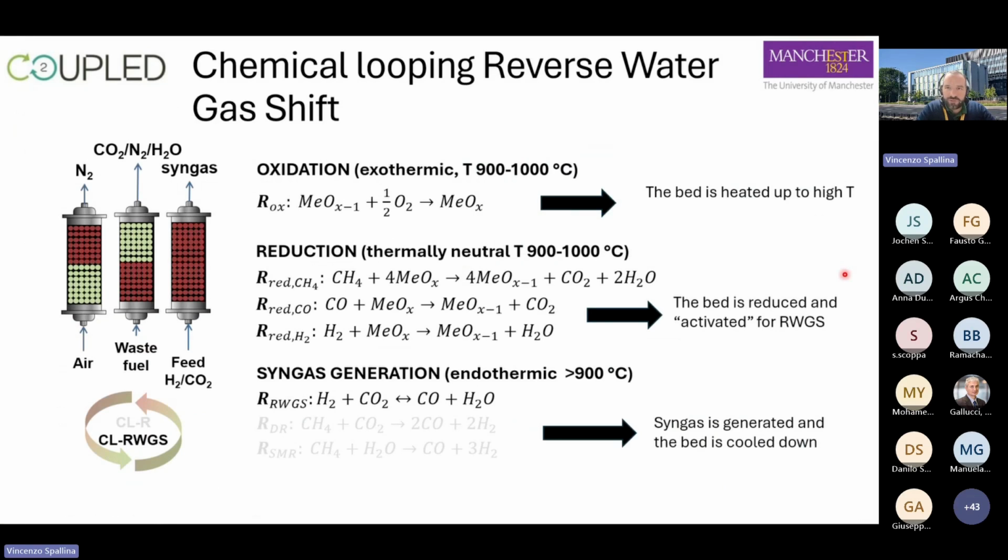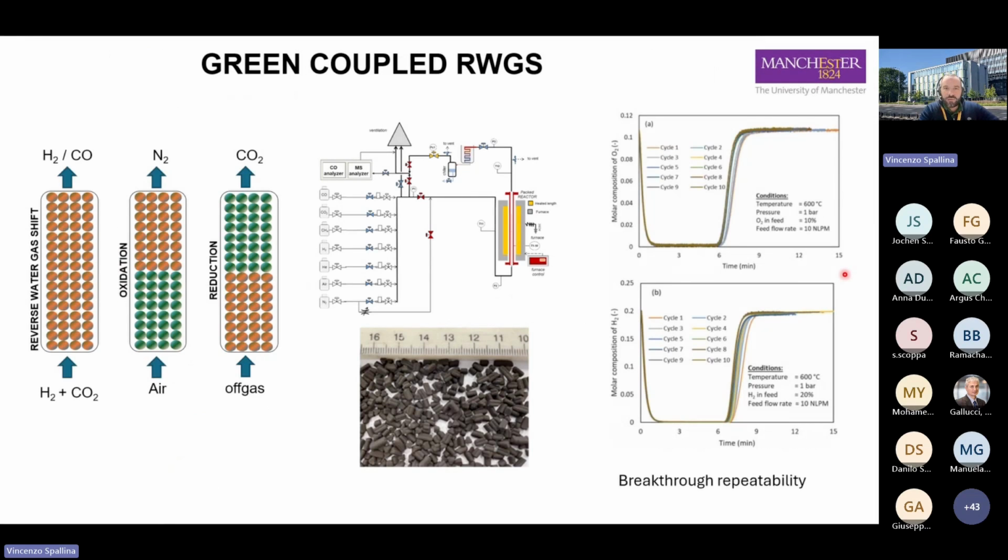Then moving to the reverse water gas shift. What we did in this case was to operate a similar methodology, but use a different gas for the syngas generation. We did this testing with copper-based material. In this case, the syngas generation comes from feeding hydrogen and CO2 and getting hydrogen and CO. The first trial we did was to replicate the breakthrough testing at 600 degrees Celsius.